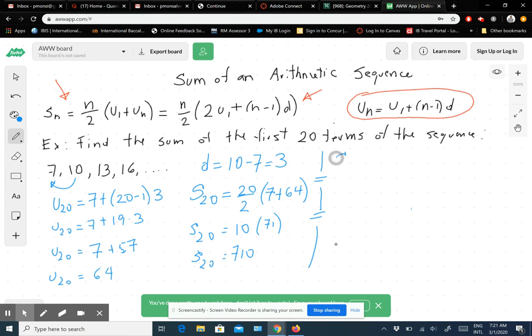which would be the same result we would get if we would use formula number 2, which is just a little bit longer. As you can see, the formula for finding the nth term is embedded in this one. But let's give it a try anyway.